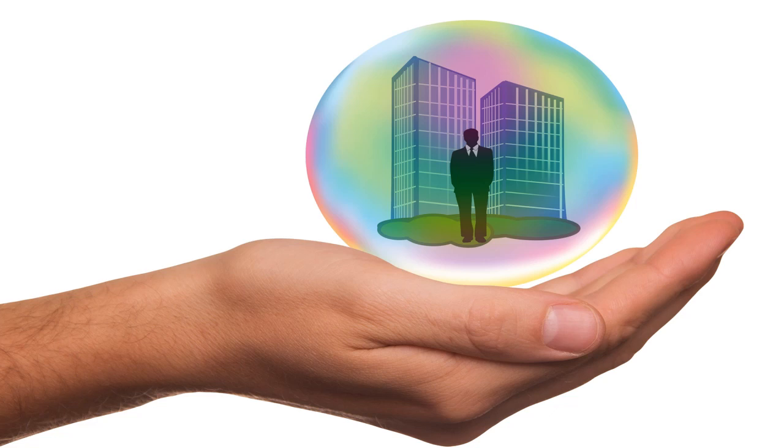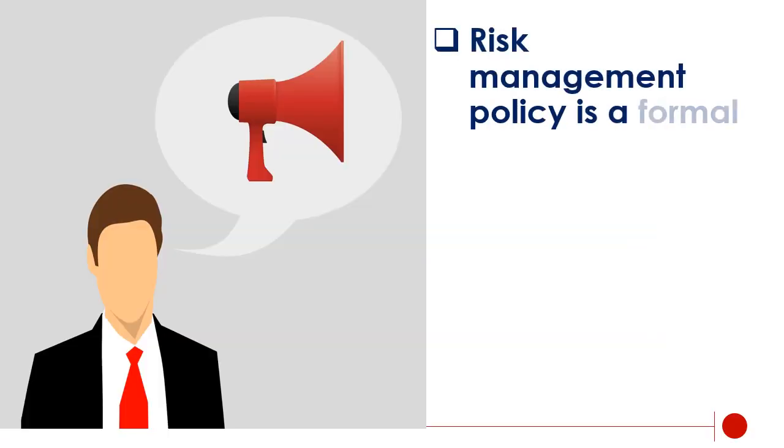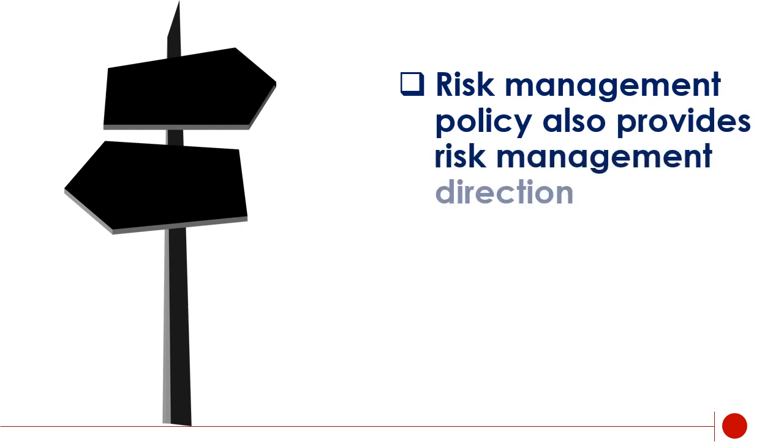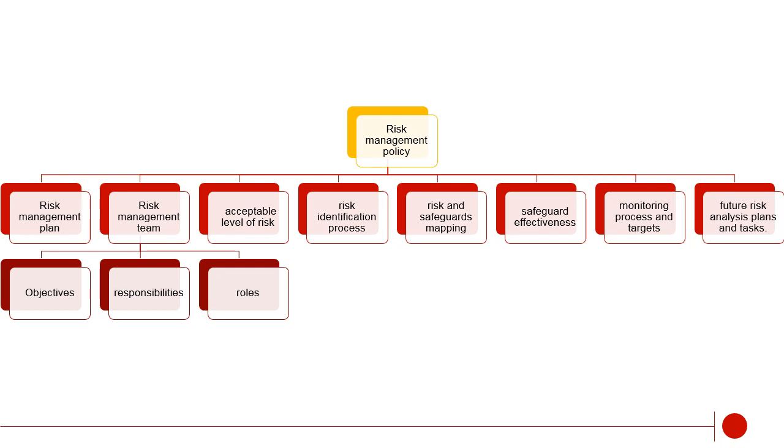Risk management policy. Risk management policy is a formal statement of senior management's commitment to risk management. Risk management policy also provides risk management direction. A risk management policy must include the overall risk management plan and list the risk management team and the risk management team's objectives, responsibilities, and roles, acceptable level of risk, risk identification process, risk and safeguards mapping, safeguard effectiveness, monitoring process and targets, and future risk analysis plans and tasks.